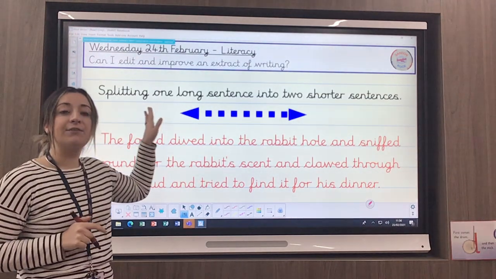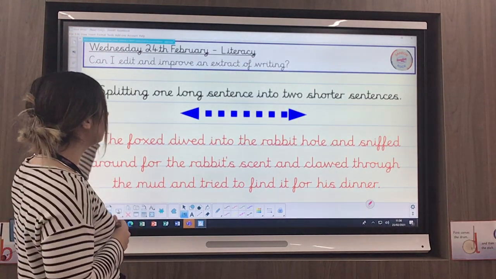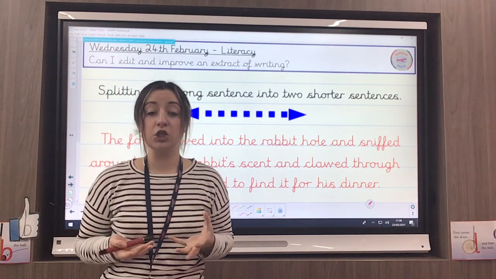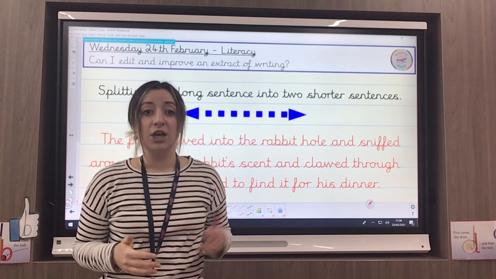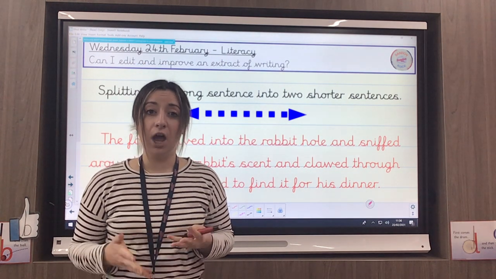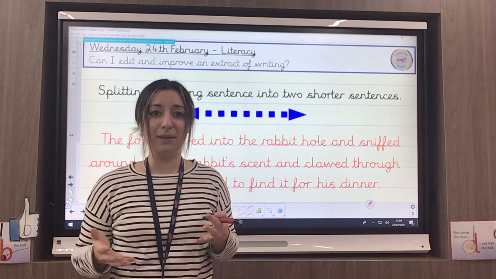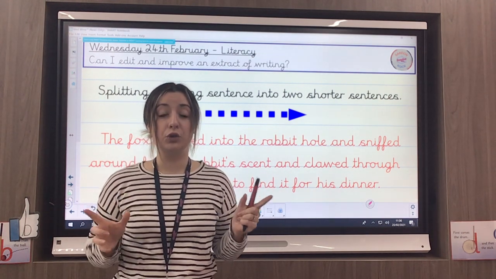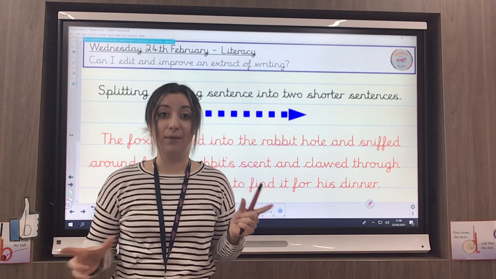Okay, so let's just have a look and recap splitting. Splitting one long sentence into two shorter sentences can sometimes improve your work. I've written a really long sentence behind me and we're going to read through it. At home, I want you to think, how can I split this very long sentence into just two shorter sentences and see how it will read better.